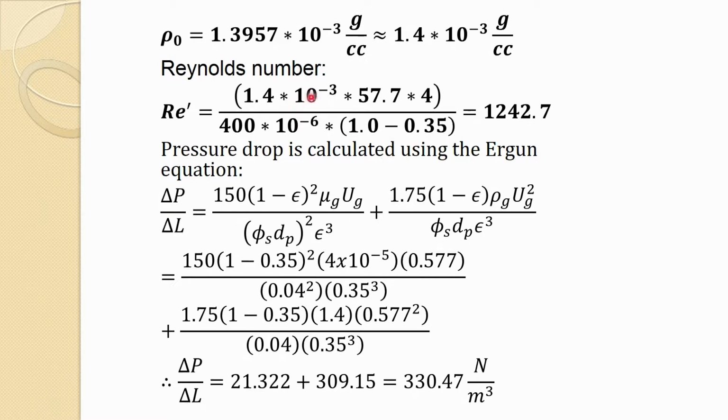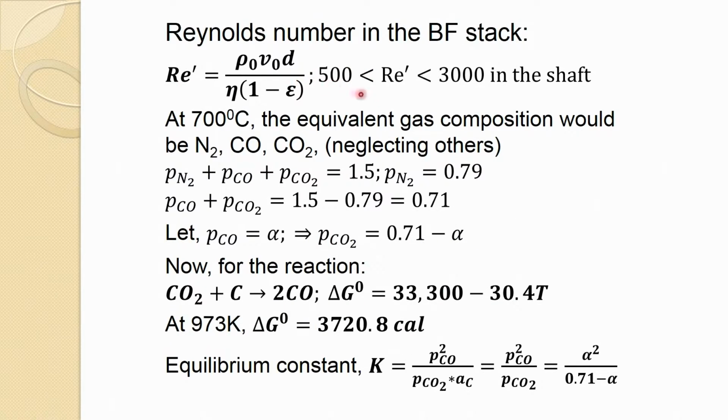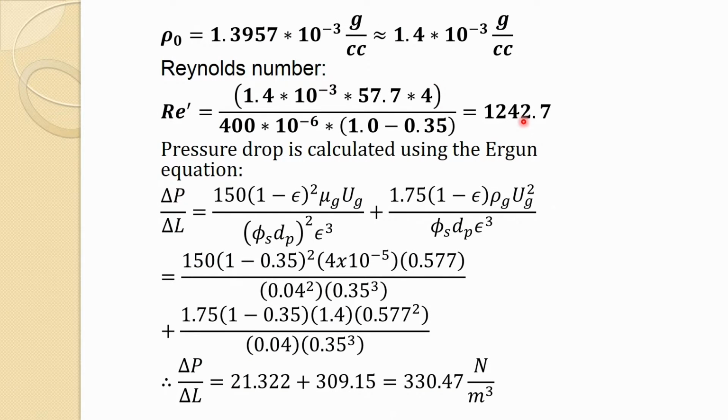So, this is your density, velocity, diameter, viscosity, void fraction. Viscosity is given, density we just calculated, velocity we calculated, and size of the particle is given as 4 centimeter. So, that gives you the Reynolds number of 1242, and this is applicable where we said Reynolds number is between this range; it is coming between only that range.